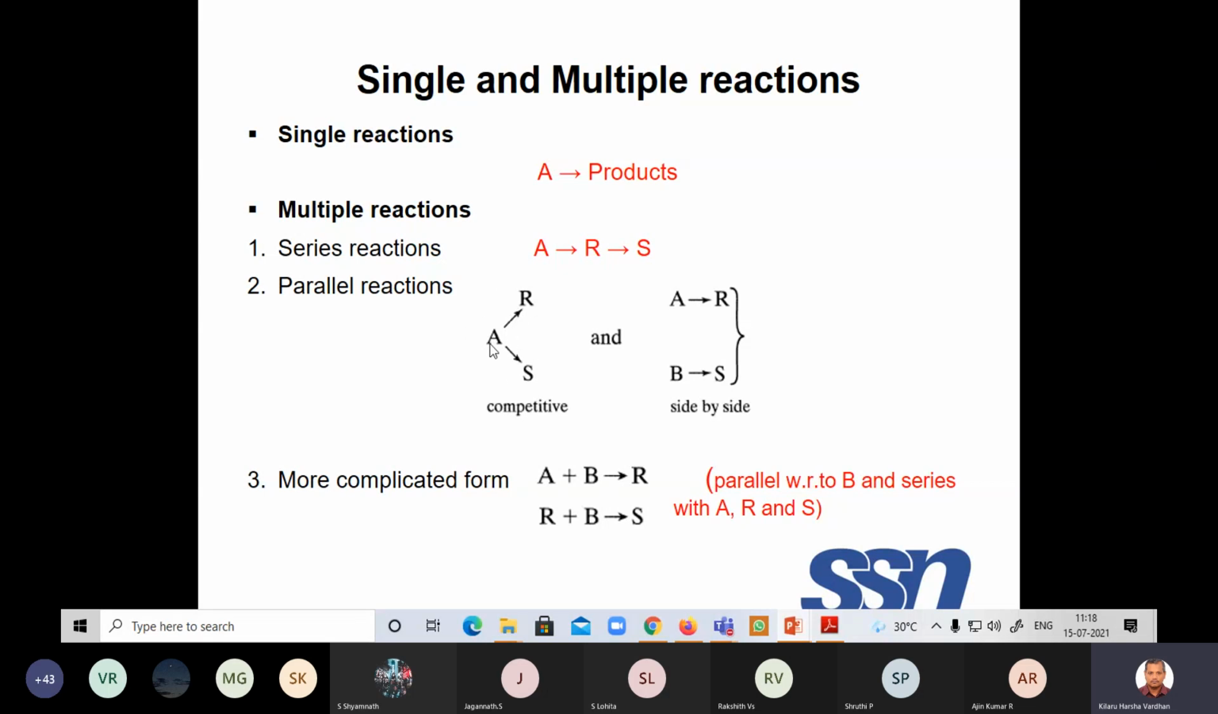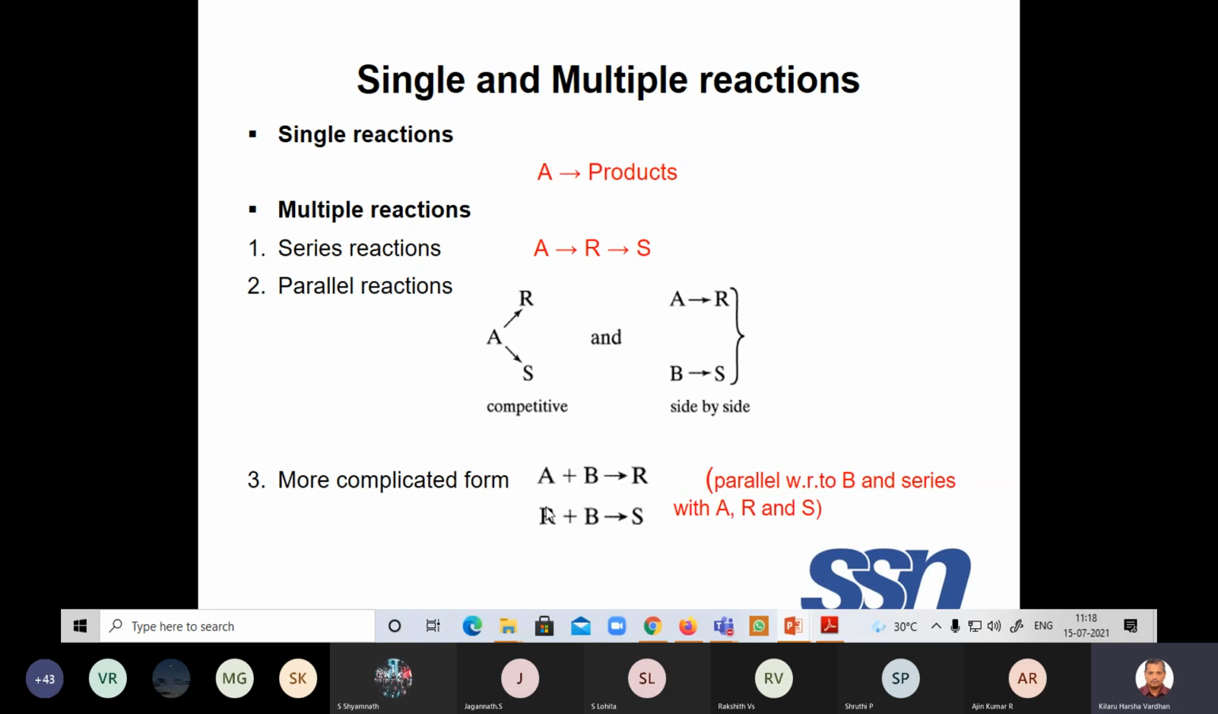The parallel reaction can be like this, or there can be side-by-side reactions. A is giving R, B is giving S. This is side by side. So not much competition is there, because A is giving R and B is giving some other component S.